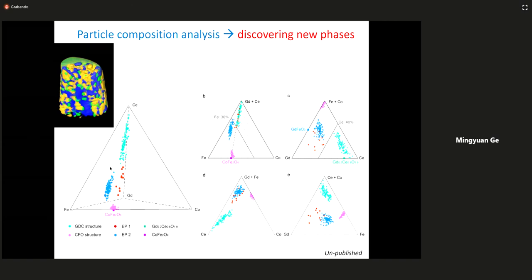More interestingly, we found a new phase for the blue dots away from the evolution of the raw materials. Like the cobalt iron, this is a raw material, and the apex here is another raw material, gadolinium cerium oxide. This new phase gave us an idea about how the phase transformation happened during high temperature synthesis. More details will be in a future publication, so I may not go into great detail. The main concept I want to deliver is that XRF quantitative analysis is really powerful to discriminate the phases.